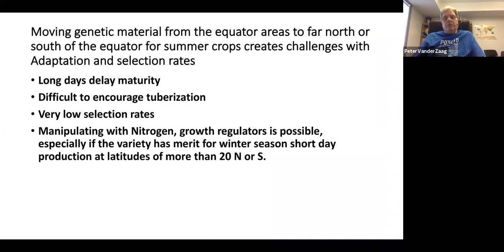So, just to summarize, moving genetic material from the equator to further north and south latitudes, you always have an issue of long days which delay maturity. Therefore, it's difficult to get them to tuberize well and to bulk early. Therefore, you'll have very low selection rates. But we must not be discouraged by that and must persevere to get the traits that we want into the germplasm we need in those other latitudes.